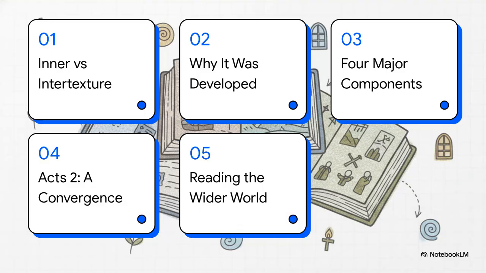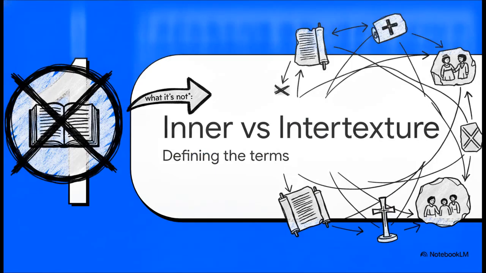Here's the roadmap for our explainer today. First up, inner versus intertexture. Second, we'll look at why intertexture was developed. Third, we'll break down the four major components. Fourth, we'll see it all come together in Acts 2, a convergence. And finally, reading the wider world. Let's kick things off with part 1, inner versus intertexture.